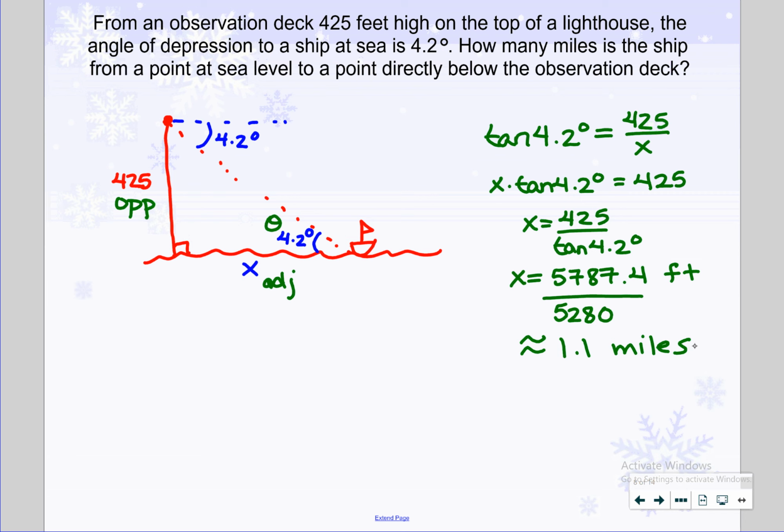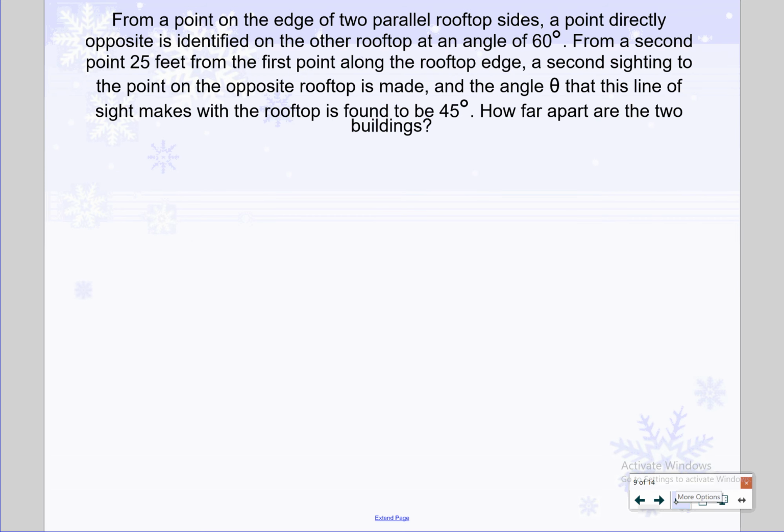No? Okay, we're going to do one more word problem, just practice here. All right, from a point on the edge of one rooftop, a point directly opposite is sighted on another rooftop at an angle of 60 degrees. From a second point, 25 feet back from the first, a second sighting is made, and that angle makes a 45-degree angle. How far apart are the two buildings?